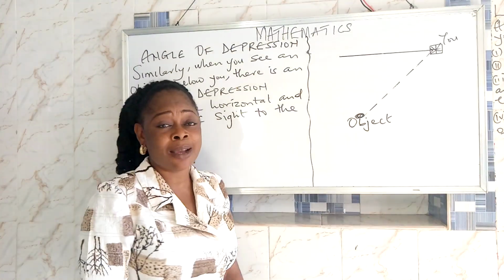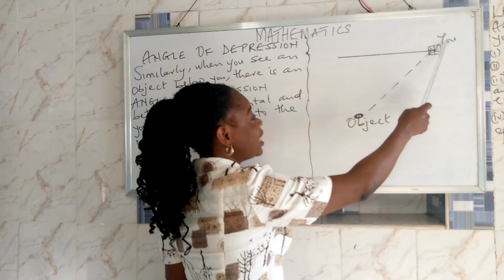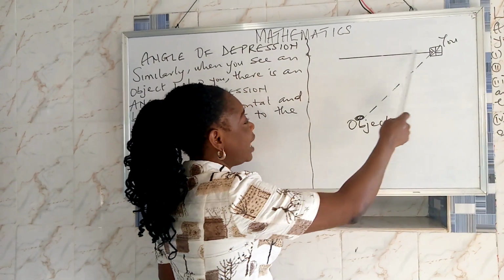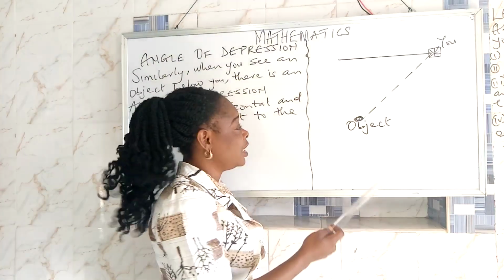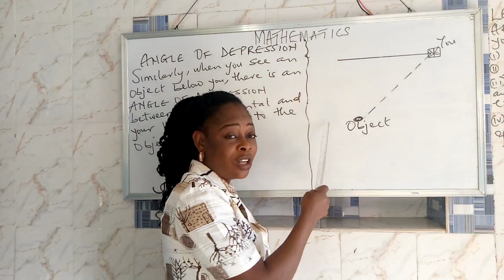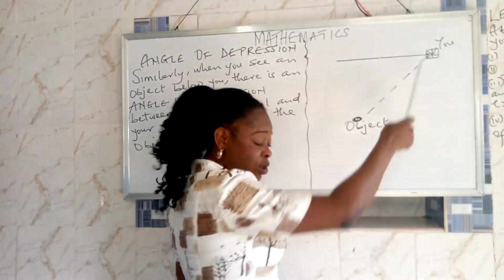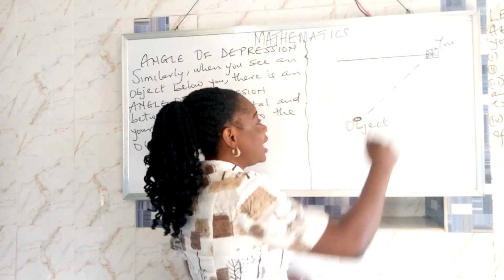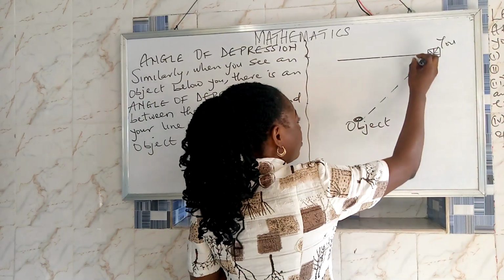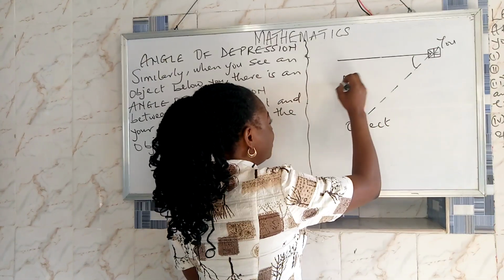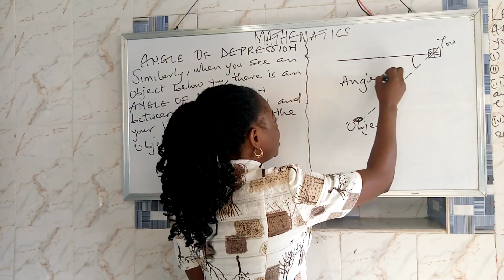This is a diagram that illustrates it. This is you standing here. This is your line of sight, that is if you are looking straight. And now let's assume there is a snake on the floor that you want to look at. You need to look down. So the angle that is formed here is what we call angle of depression. This is angle of depression.